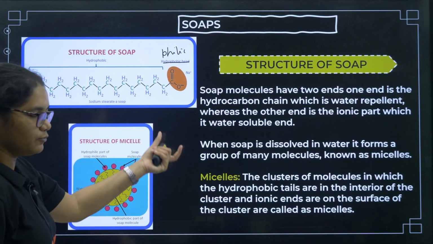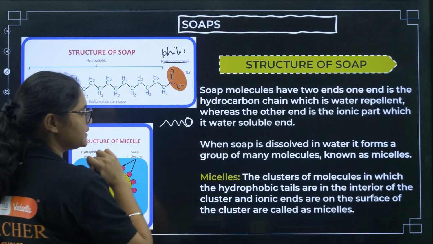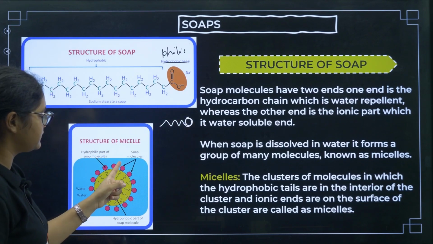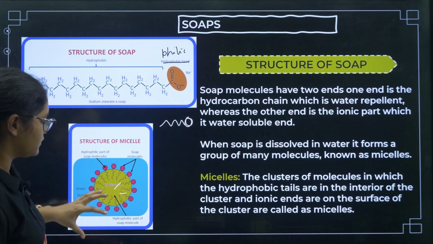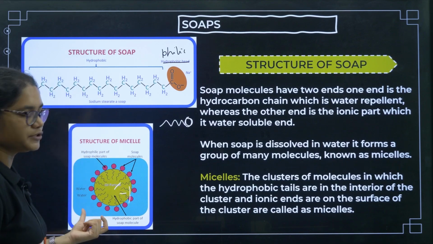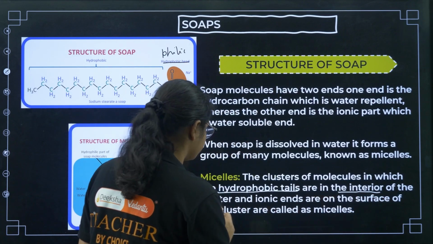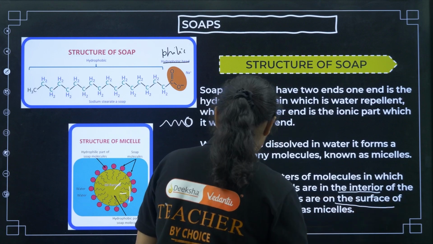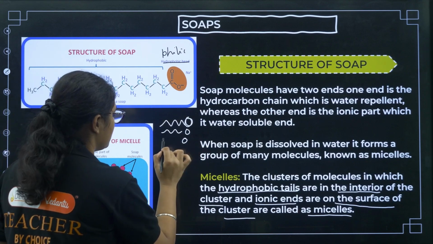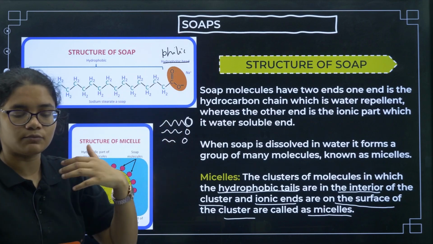Now what happens when you dissolve it? Soap, this big chain, is represented like this: this is the head and this is the tail. When you dissolve this, the ionic part is water attracting, so it faces the water molecules, and the tail part is towards the inside of the structure, and we get a structure called a micelle. You can see the clusters of molecules in which the hydrophobic tails are in the interior of the cluster and the ionic ends are on the surface, called micelles. These particles come together and form a circular structure where the head is towards the water because it is hydrophilic. Philic means you love something.